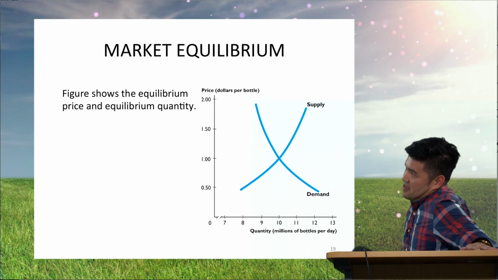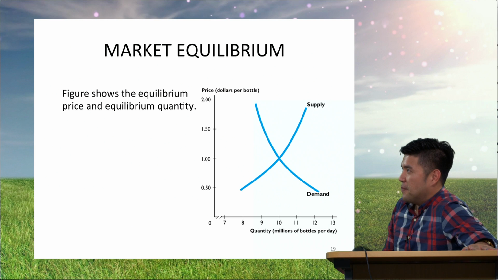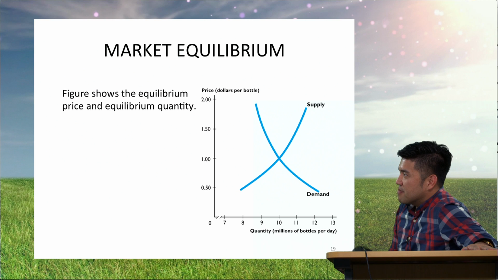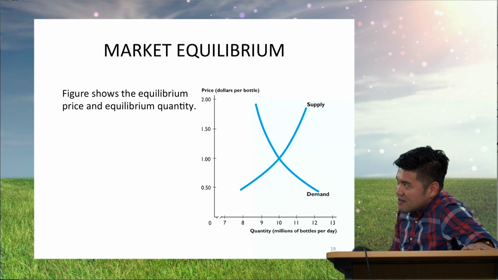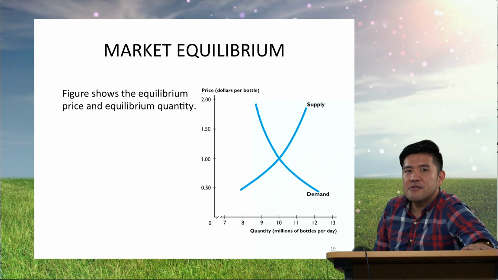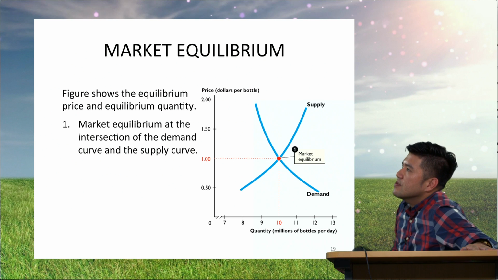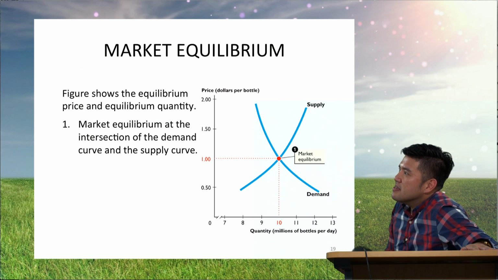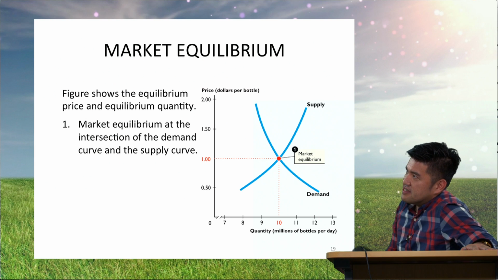Let's talk about this in our figure here. So you got your demand curve, you got your supply curve. Alright, guys? See, there's a point of intersection between the two. That's your equilibrium point. Market equilibrium occurs at the intersection of the demand curve and the supply curve.